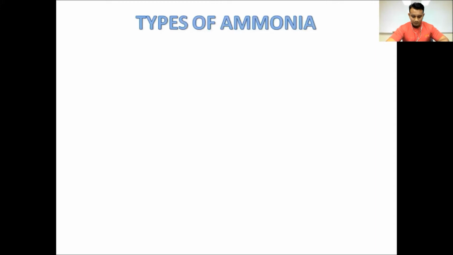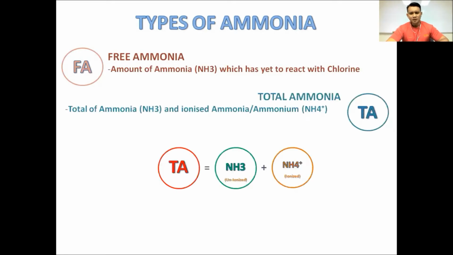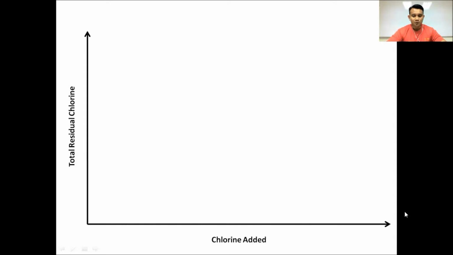For types of ammonia, first is the free ammonia, where it is the amount of ammonia which has yet to react with chlorine. Next is total ammonia, where it is the summation of unionized ammonia and also ionized ammonia, also known as ammonium.